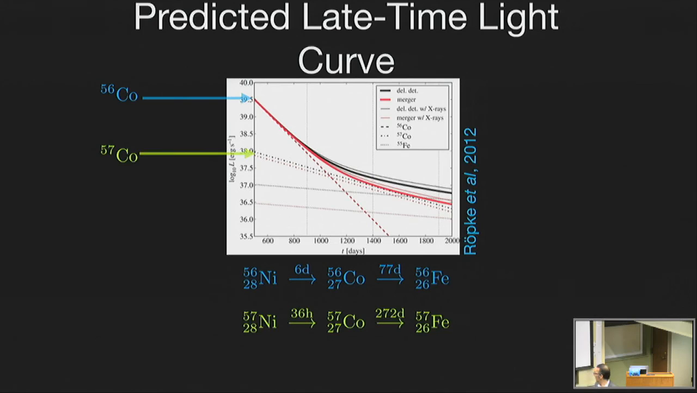But there's another chain still, which is cobalt-55. Cobalt-55 decays down to iron-55 in a time scale of just 18 hours. And iron-55, unlike iron-56 or iron-57, is unstable. It electron captures on a time scale of 3 years. And that's what's shown in these lower two curves. In that model, you can see the single degenerate is the upper curve, the double degenerate is the lower curve.